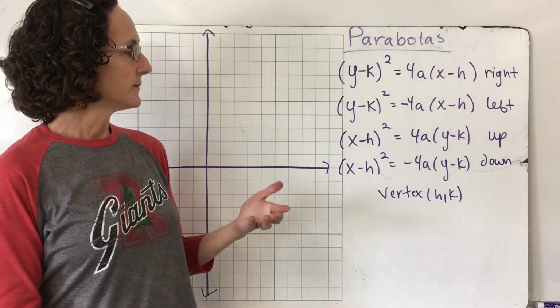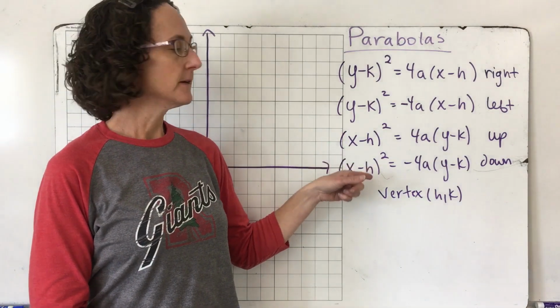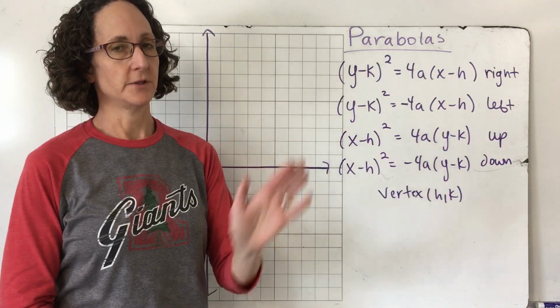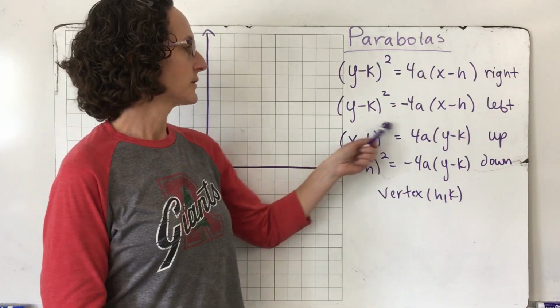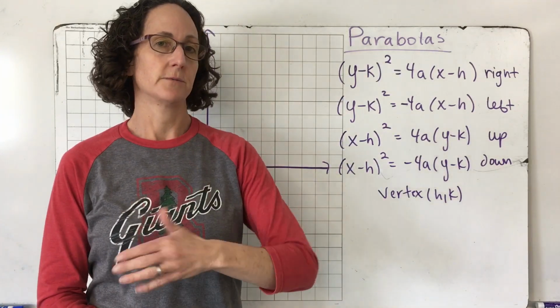And then just like in Algebra 1 class, if your parabola opens up or down, that's the x that's being squared. I know the formula looks different, but it is the same formula, just written in a different way. And the x squared is what clues you into that it's up and down. And then the y squared clues you into that it's right or left.